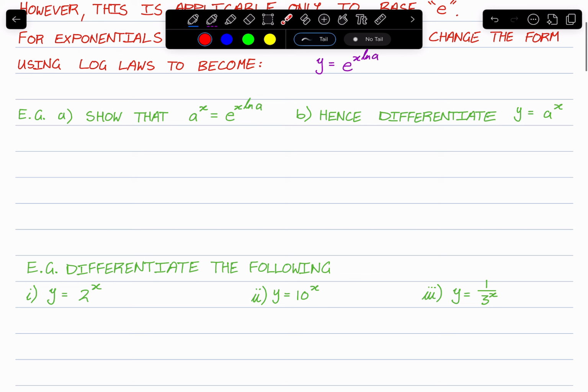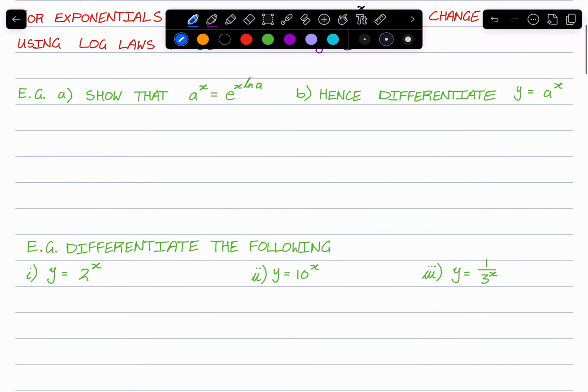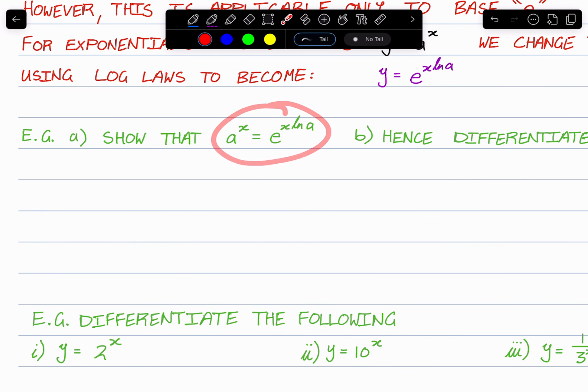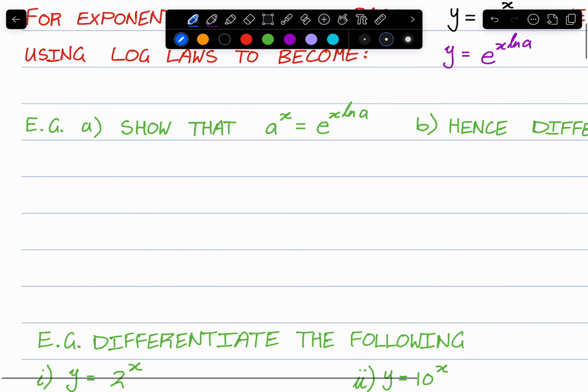So in this first set of examples, I'm going to show you the long way, and then in the next video, we'll take a look at the short way of doing this. So here we go. First, our job is to make this look like this one. To do this, we'll just let the left-hand side equal y. So y equals a to the x.